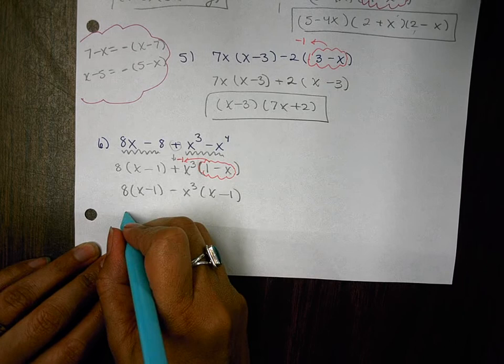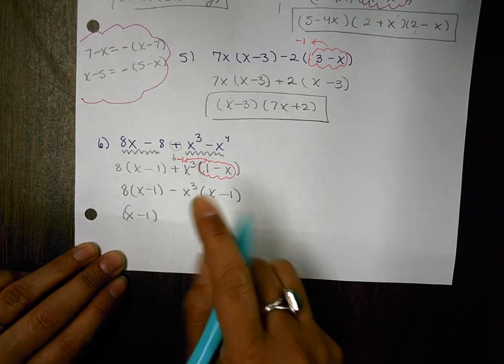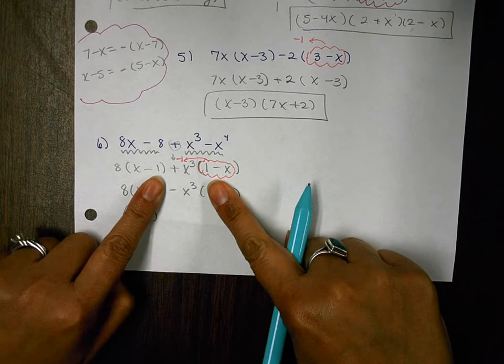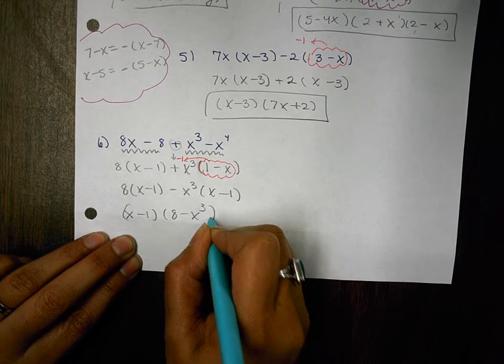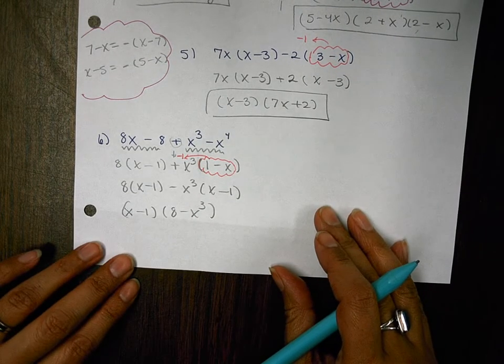Take out an x - 1, because that's what they have in common. Not an (x - 1) squared, just an x - 1. What does that leave you with? 8 - x cubed.